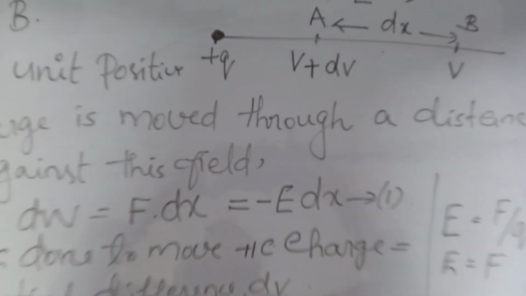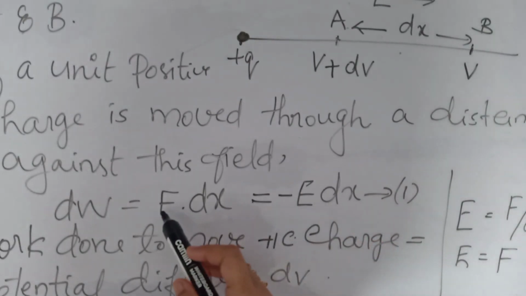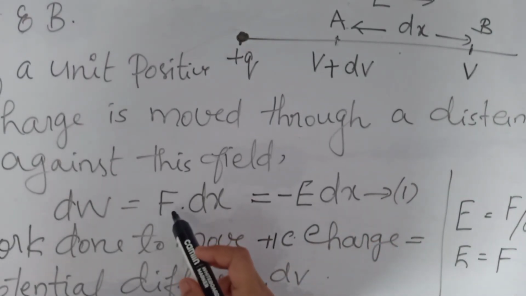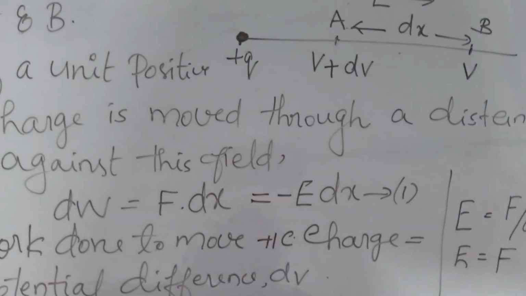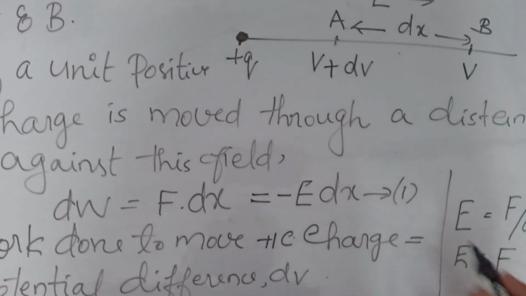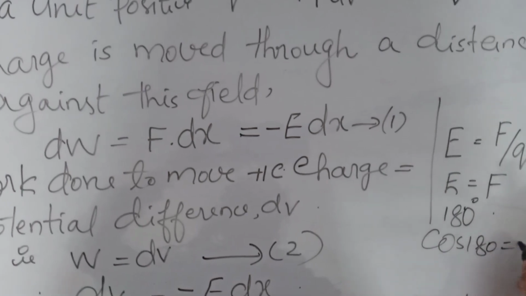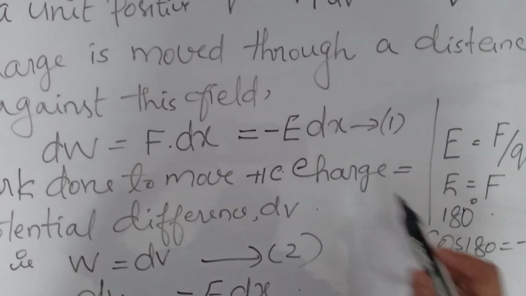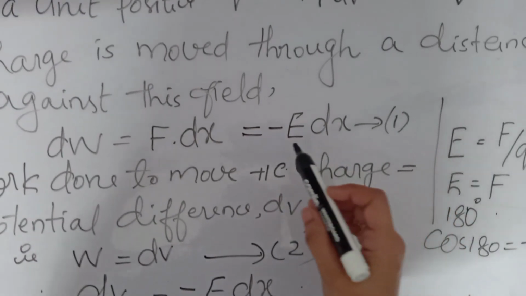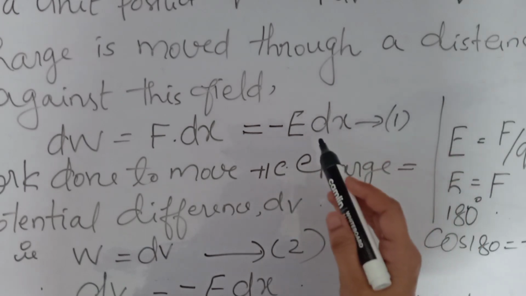Then what will be the equation? Here dW is equal to F dot dx. That will be equal to, instead of F, we can write E dot dx, and now we know that the electric field and dx are in opposite directions, meaning the angle will be 180 degrees, right? So what will be cos 180? Cos 180 is minus 1, right? So that will be minus E dx. Clear? Because here E and dx are in opposite directions, that angle will be 180 degrees.